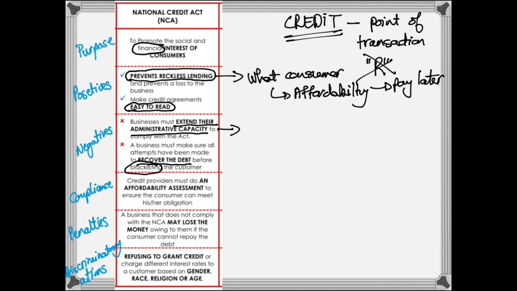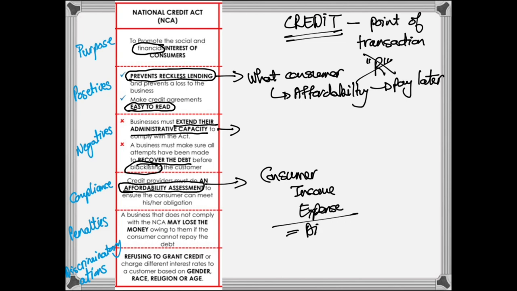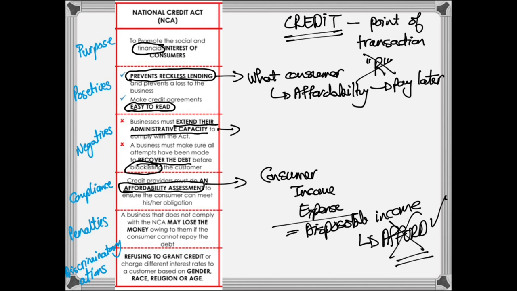So the credit providers must do an affordability assessment. That's how they can then comply with this particular act. So they check the consumer. They check their income. They check their expenses. And then they check, what do they have left? So what is their disposable income? And then they look at, can they afford that particular loan or that particular account? If yes, then credit is granted. If no, then they do not grant the credit.